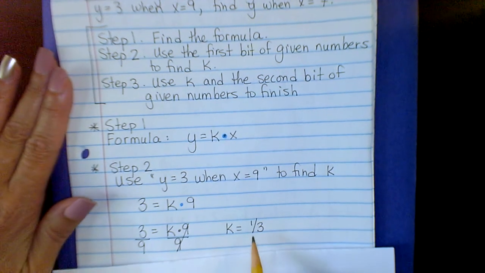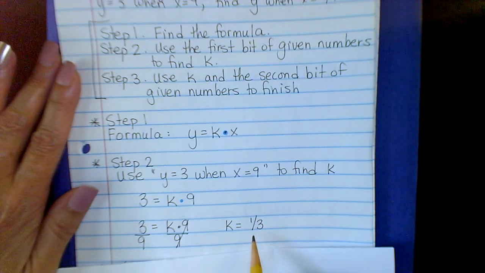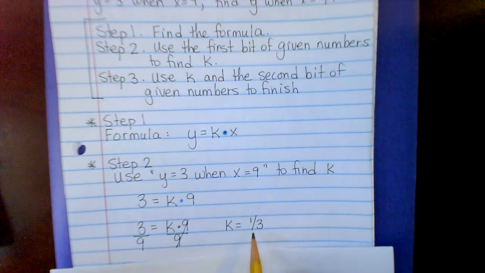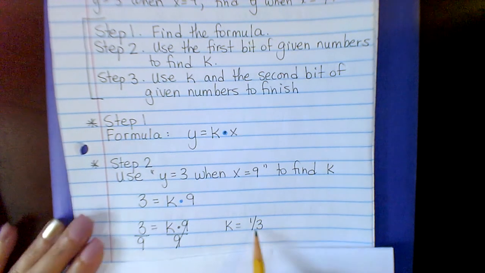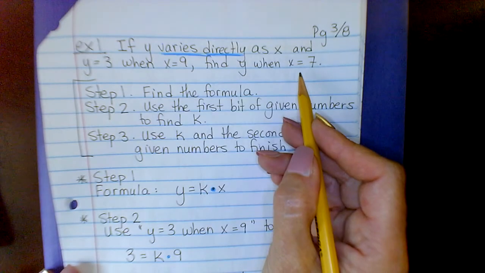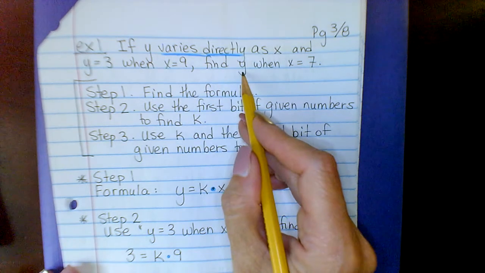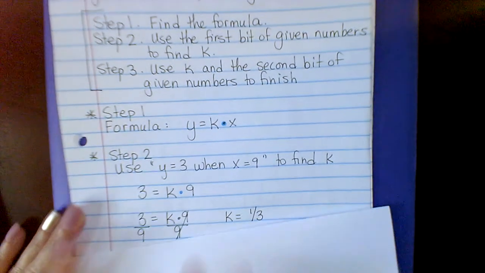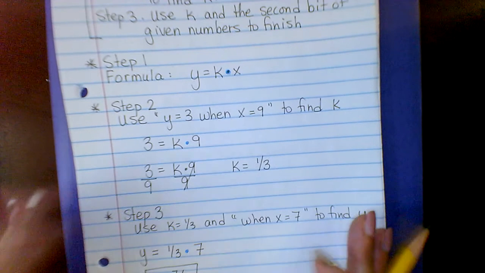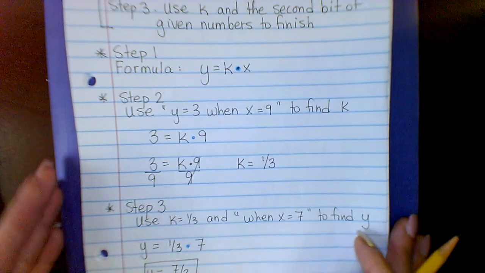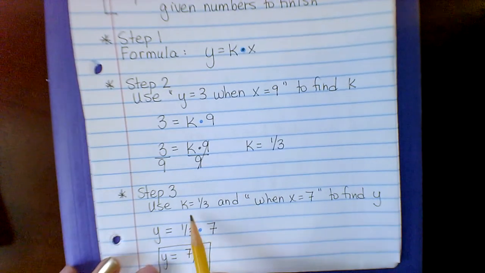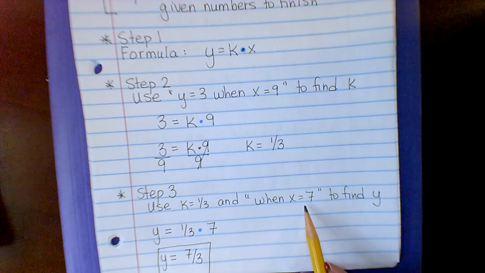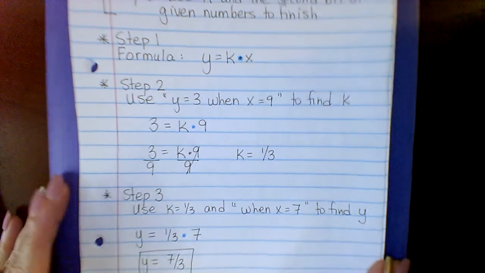Don't stop. It feels like you might be done here, and that's a very common mistake. You are not done. Step 3 is to use this and that second bit of information up here to actually find y. Remember it says find y. That's not y, that's k. So step 3, we're going to still use that same formula from step 1. We're going to use k as 1/3 and x equals 7 to find y.